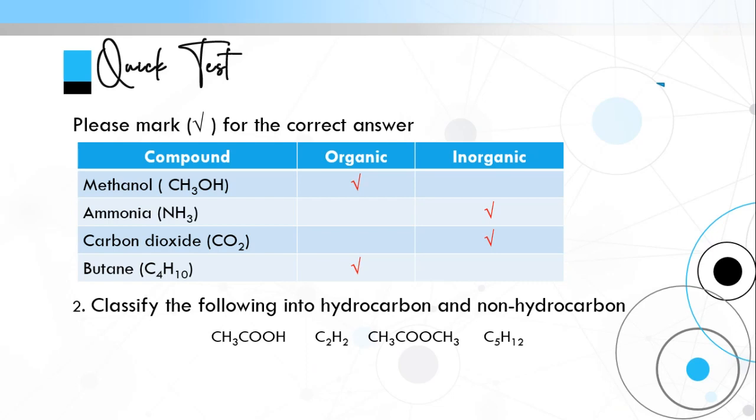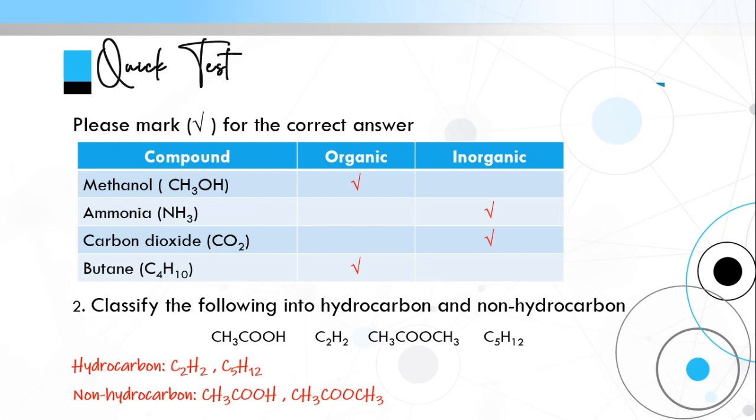And the last one, classify the following into hydrocarbon and non-hydrocarbon. You have four. Hydrocarbons only contain carbon and hydrogen, which are C2H2 and C5H12. Non-hydrocarbon contains carbon, hydrogen, and other atoms. Here we have CH3COOH, which has oxygen, and the second one also has oxygen, CH3COOCH3. So these are non-hydrocarbon. It's quite easy for you, right? So we finished the first part of what we're going to cover today. Now we're going to move into the second part about the homologous series.